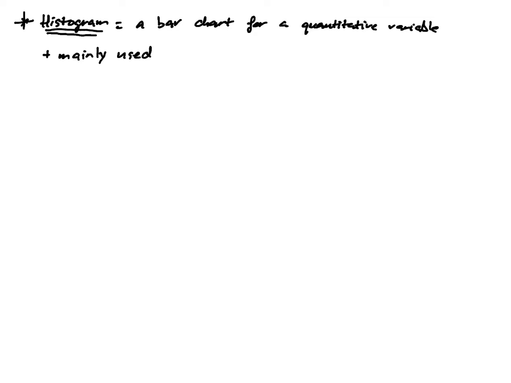So a histogram is just a bar chart for a quantitative variable. And we mainly use the histogram to show the shape of a distribution.